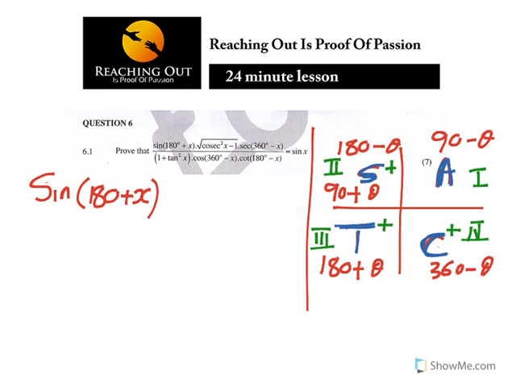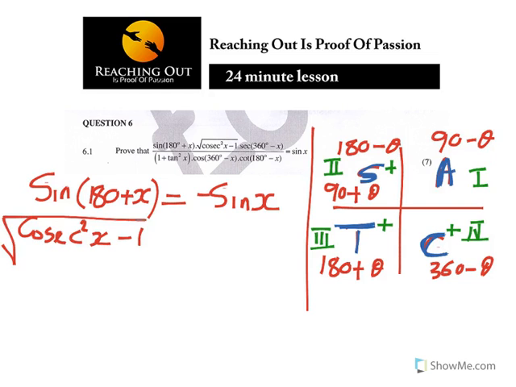So now it says sine 180 plus x. So I'm going to look at 180 plus x. I'm here. So if I look at 180 plus x, tan is positive. It means sine is negative. So it's minus sine x. I move on now. The next one that I have here is cosec squared x minus 1, and this one is under a square root.